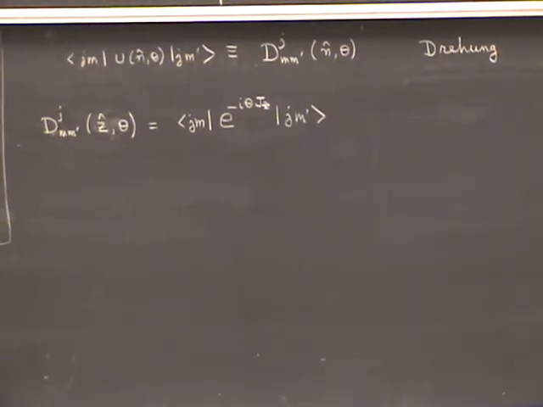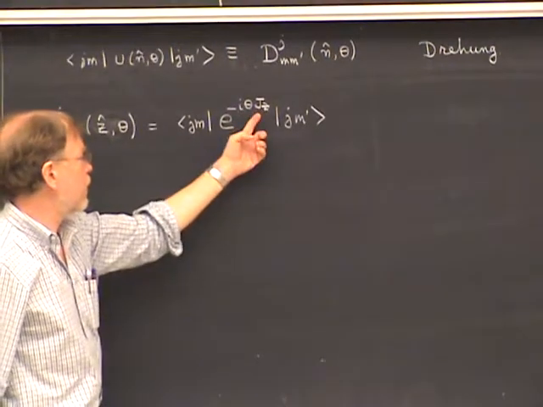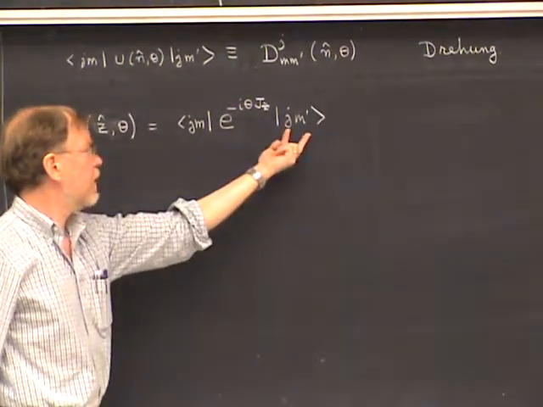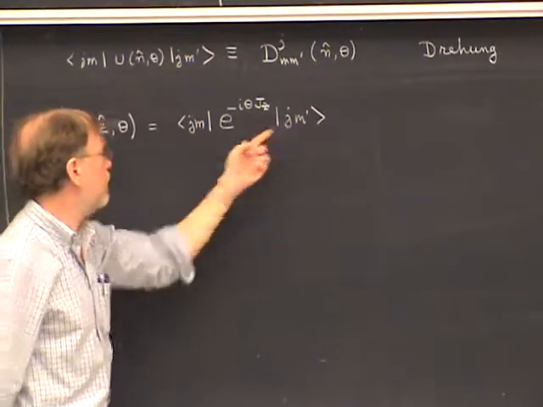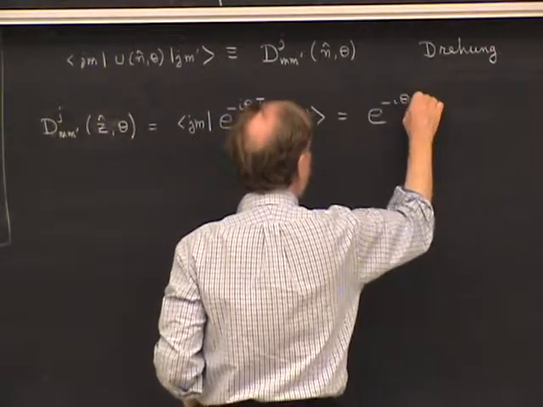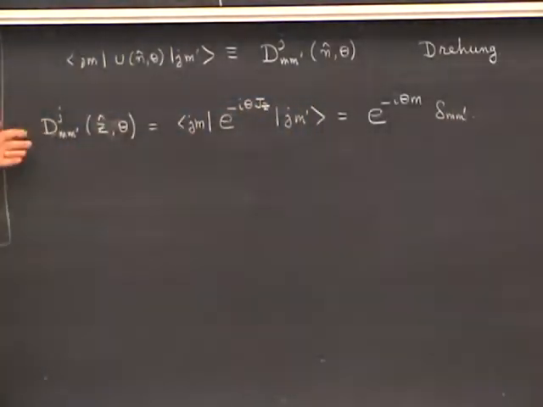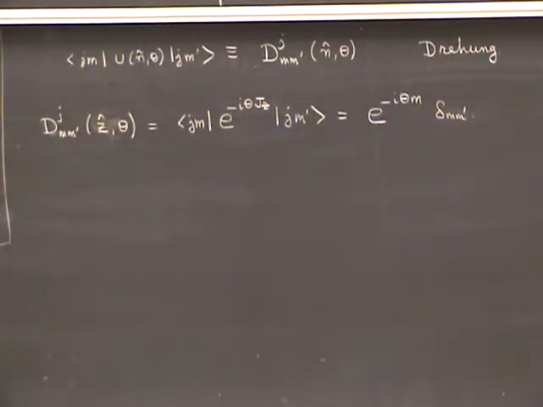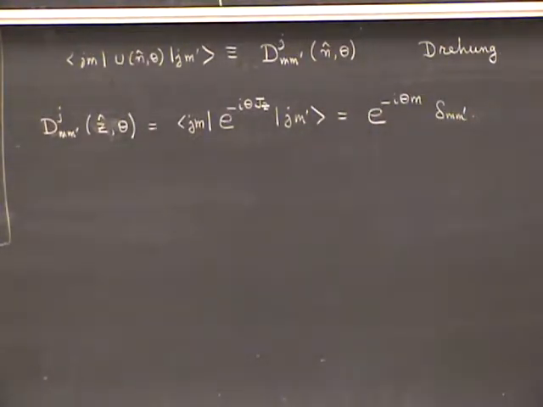And the reason this is simple is because J_z is diagonal in the standard angular momentum basis. The J_z acting on the ket on the right-hand side is just going to bring out m'. And then what's left over is the delta of m and m'. So the answer is that this is e to the minus i theta m' times delta m m'. And there you are. That's an example of a D matrix for rotations about the z-axis, particularly simple. This comes about, of course, because we chose to diagonalize J_z in creating the standard angular momentum basis.